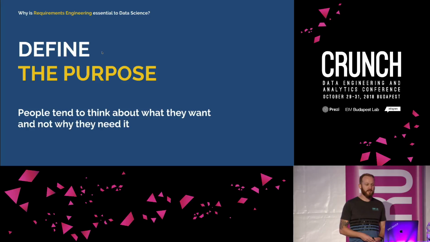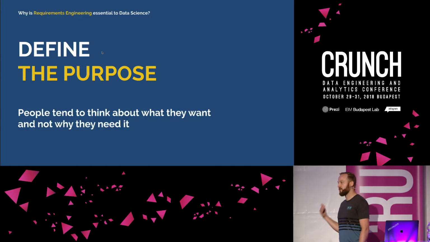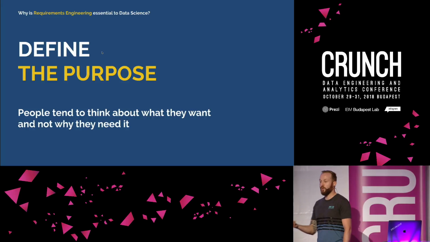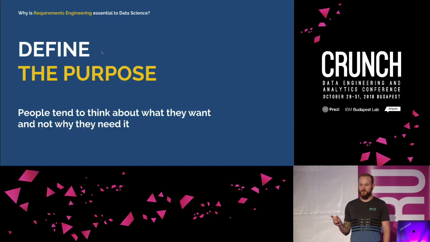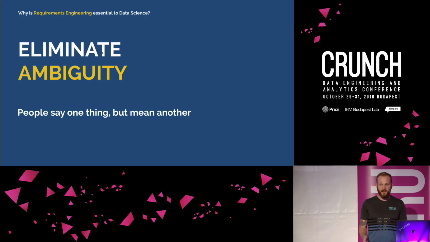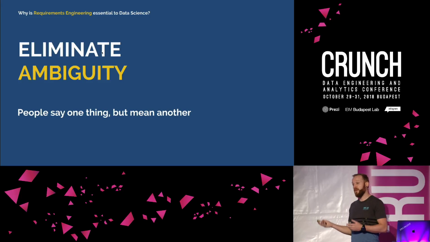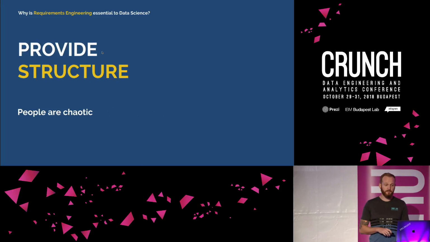First of all, it's important because it helps you to define the purpose. Stakeholders that talk to you tend to tell you what they want, but this is not always what they need. So you need to get to what they need. Secondly, in talking and in communication, there's a lot of ambiguity. People say one thing when they actually mean another.